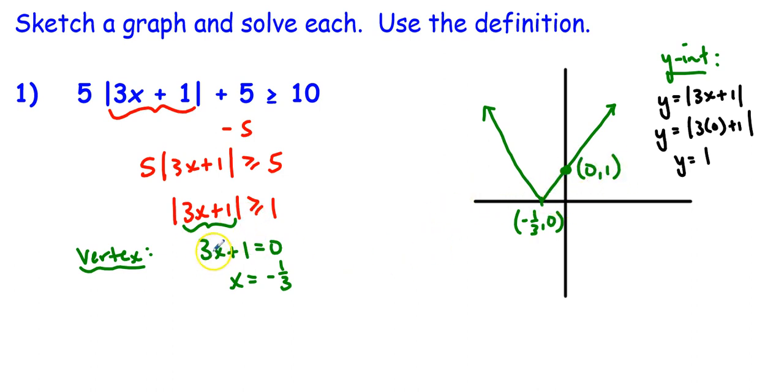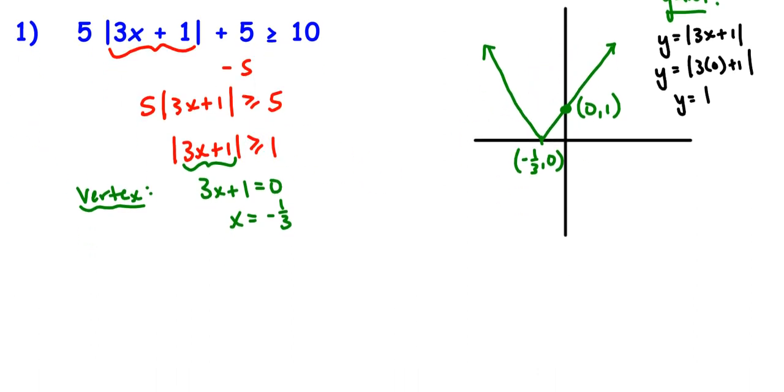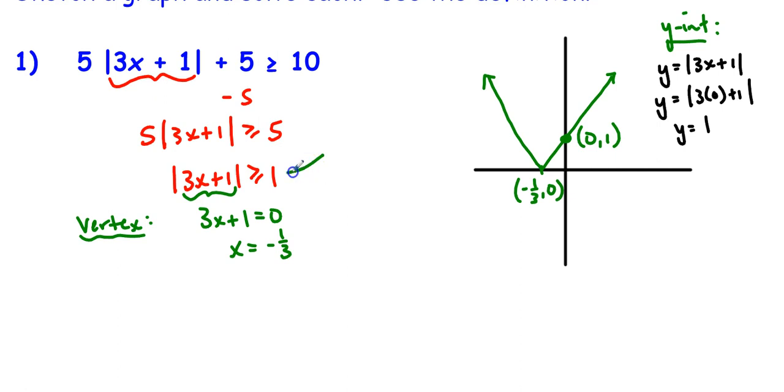Okay, so we've got the vertex, we've got this thing isolated, we've got a quick sketch of what this thing's going to look like. And the last thing that we need to do is figure out when does this absolute value function have a height of 1. So let's go through the algebra just to show you how to do this.